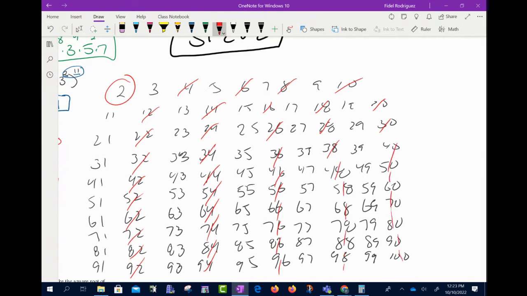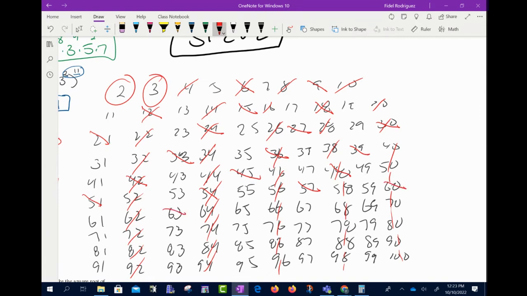Okay. Then the next prime number we have is 3. So then I'm going to get rid of every third number, like 6 and 9 and 12 and 15 and 18 and 21 and 24 and 27 and 30 and 33 and 36 and 39 and 42 and 45. I'm getting rid of every third number because every third number is not going to be prime.